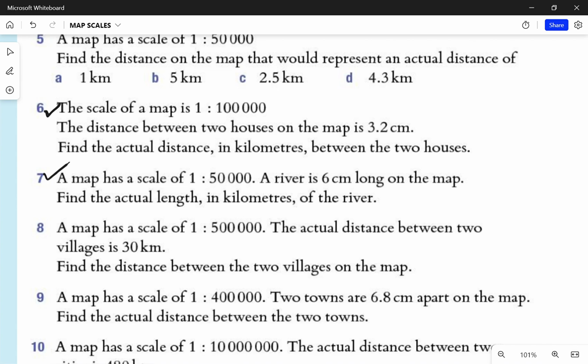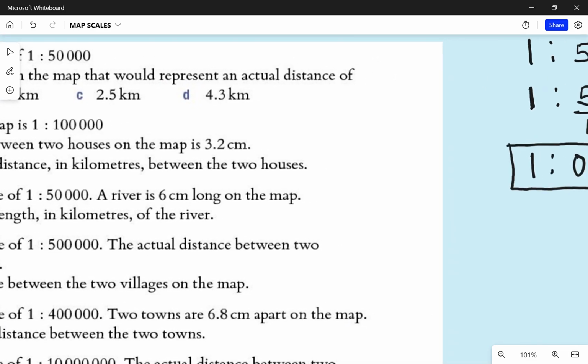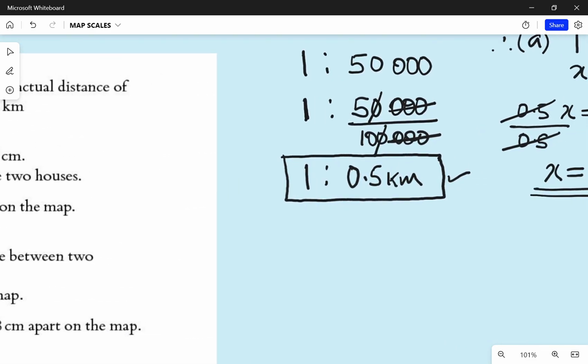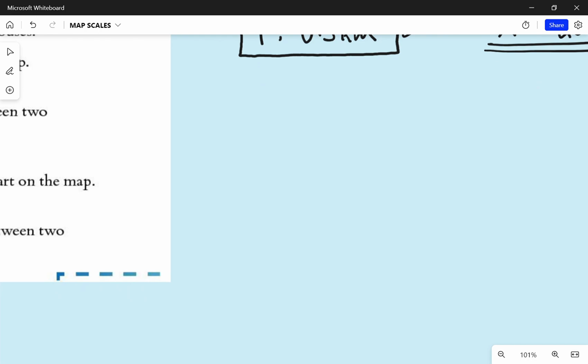So question 6, the scale of a map is 1 to 100,000. The distance between two houses on the map is 3.2 centimeters. Find the actual distance in kilometers between the two houses. We are looking at question 6. The map distance is given to that scale.